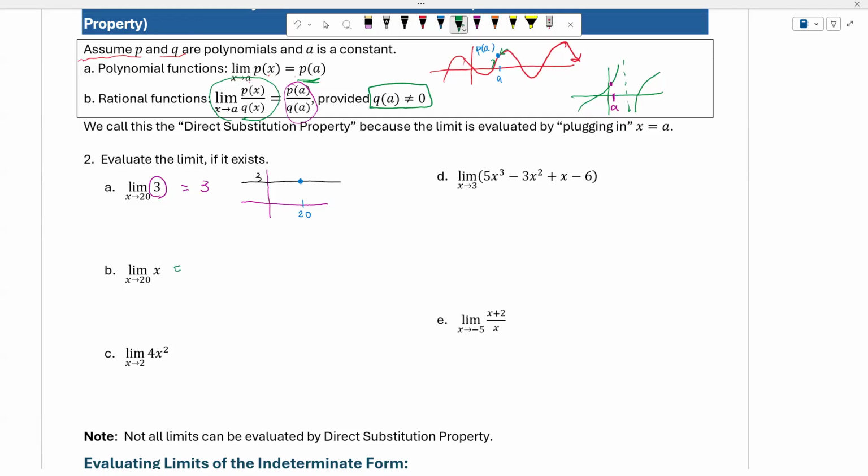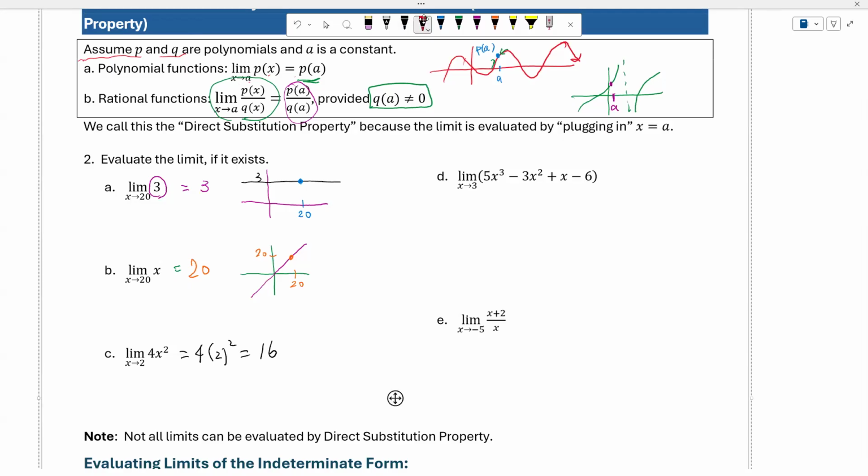Then this one is y equal to x. So if the input is 20, then of course my output is 20, right? Now for this one, we could use direct substitution because this is a polynomial function. So we will have 4 times 2 squared, so it will be 16.